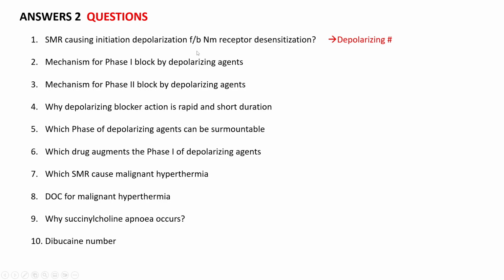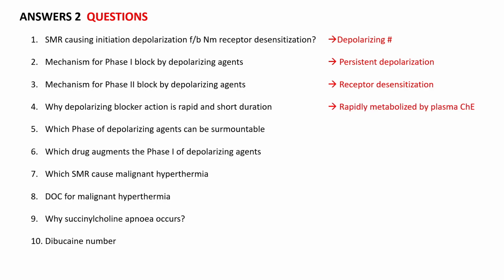So the answer to the questions put forward in the previous slide: the SMR which causes initial depolarization followed by NM receptor desensitization is succinylcholine, that is, depolarizing blockers. With non-depolarizing blockers, we directly antagonize the NM receptor. The mechanism for phase 1 block by a depolarizing agent is persistent depolarization and sodium channel blockade. Phase 2 blockade is due to receptor desensitization or downregulation of the receptors. Why is the depolarizing blocker action rapid and of short duration? Because it is rapidly metabolized by plasma cholinesterases.